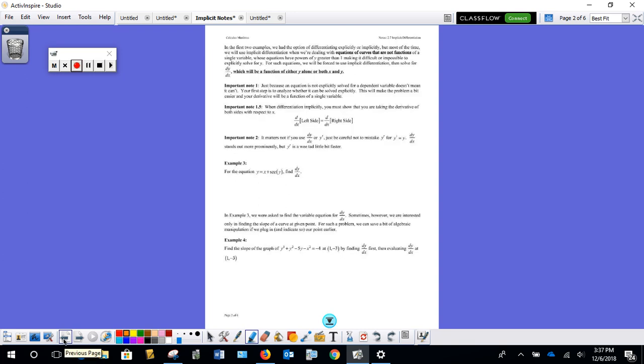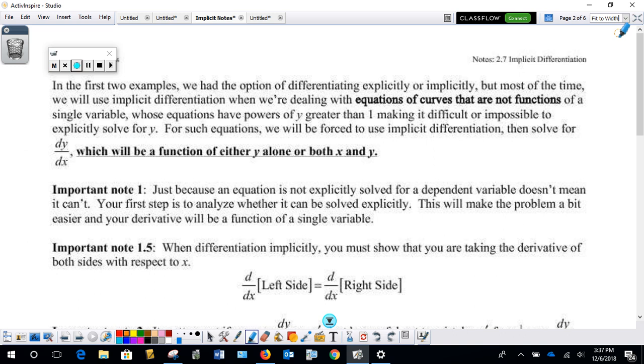All right, when do I have to? If I don't have to, I'm not going to do implicit differentiation. However, if I have to, I need to know how to do it. When am I going to have to? If I am looking at curves that are not functions of a single variable, that means I cannot solve them for y. If the powers of y are greater than 1, that makes it very difficult or impossible to solve for y, so I can't get it into the explicit form that I prefer to take the derivative on. So if I can't solve it for y, then I'm going to use implicit differentiation.